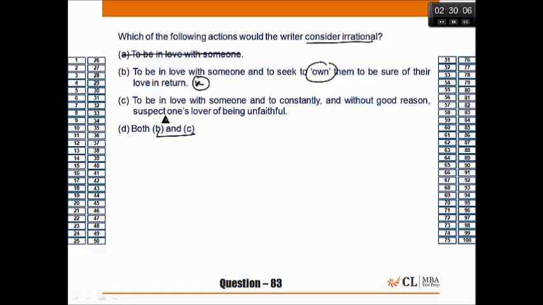Okay, but we have a B and C. Let's see. To be in love with someone and to be constantly and without reason suspect one's lover. Okay, that's also irrational. So both B and C. Great. This was an okay one.